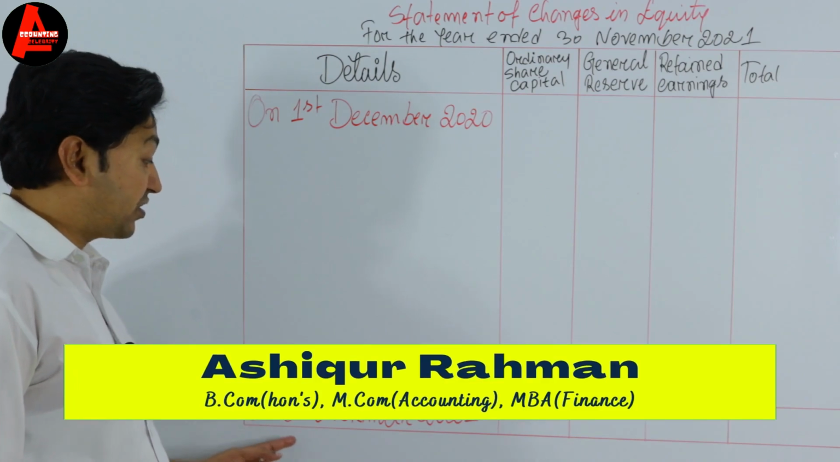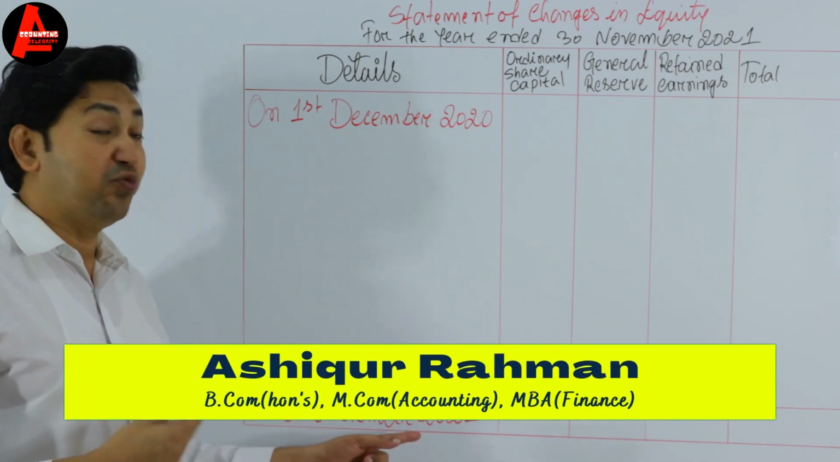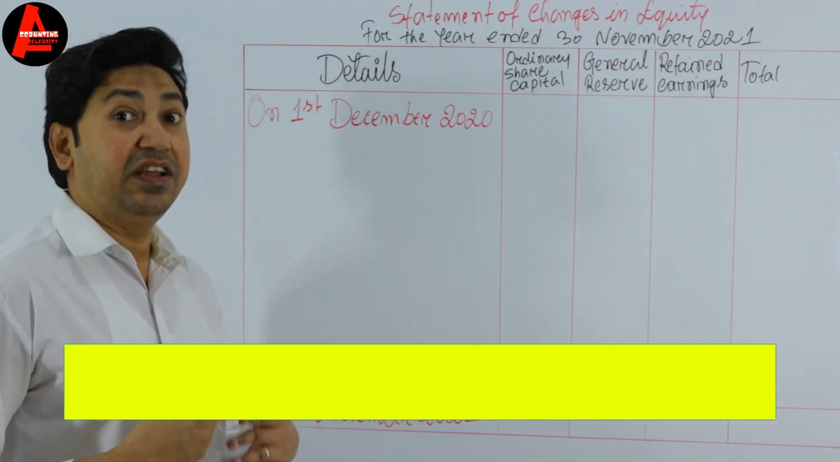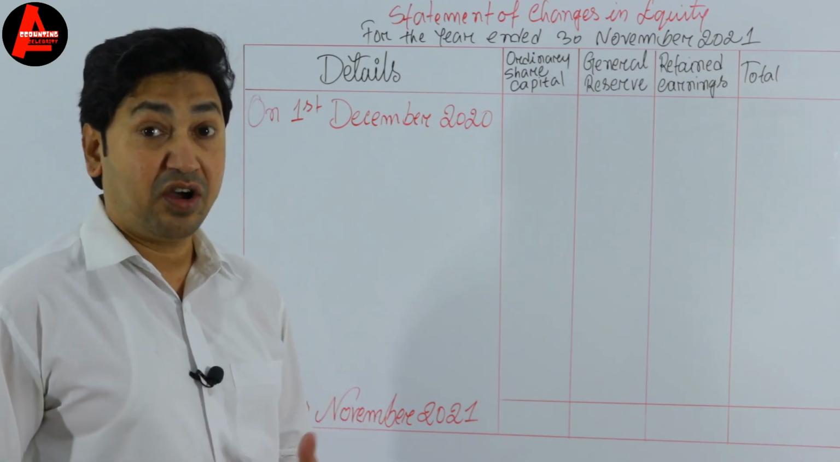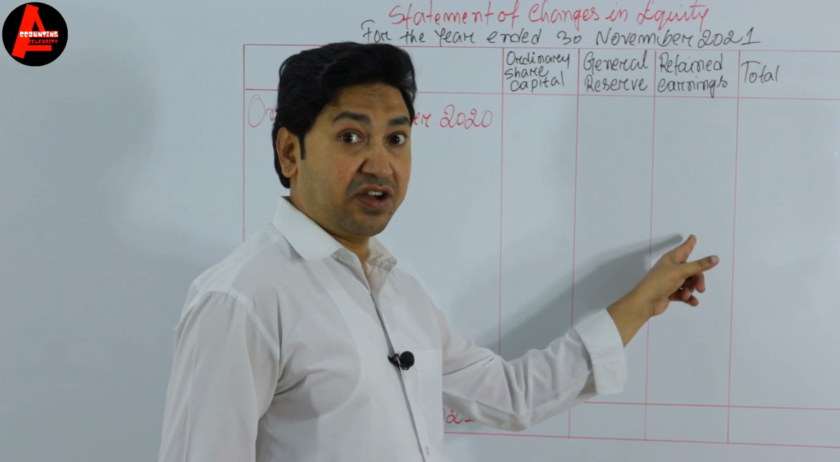That means on 1st November 2021 we will check what is our balance. Statement of changes in equity. It is actually statement of retained earnings. You see here retained earnings column.